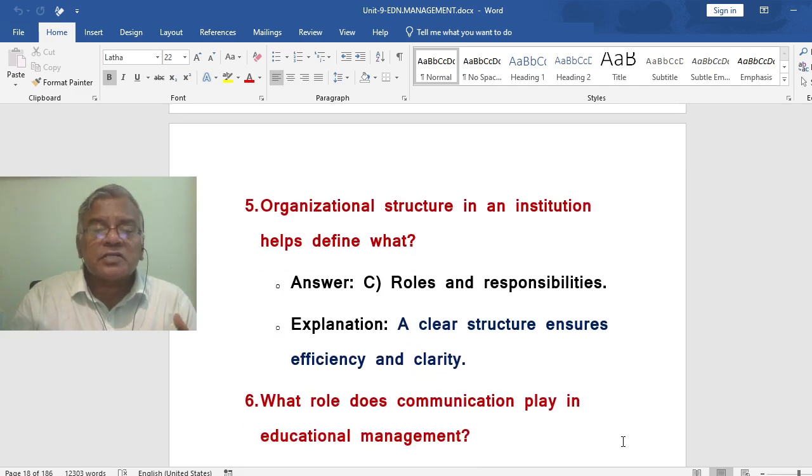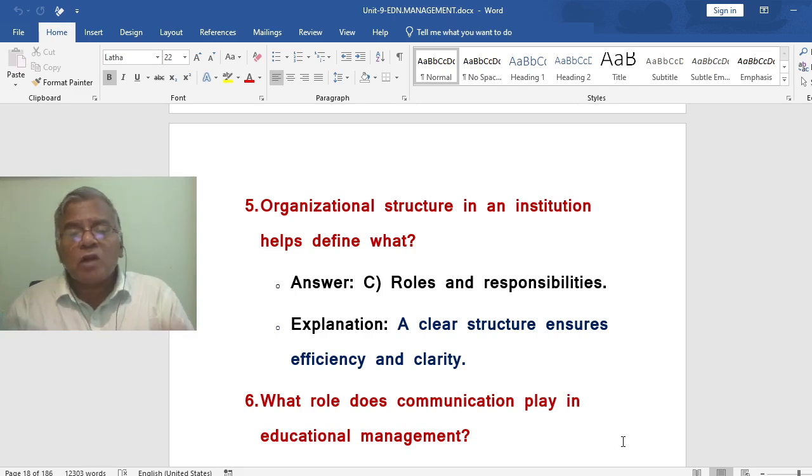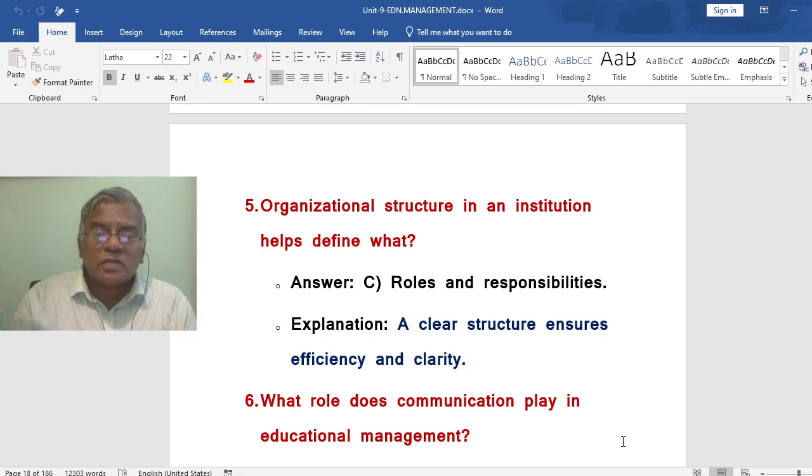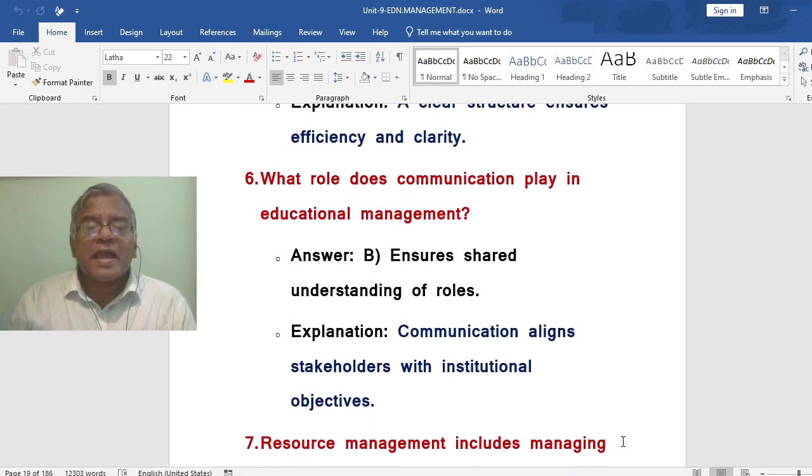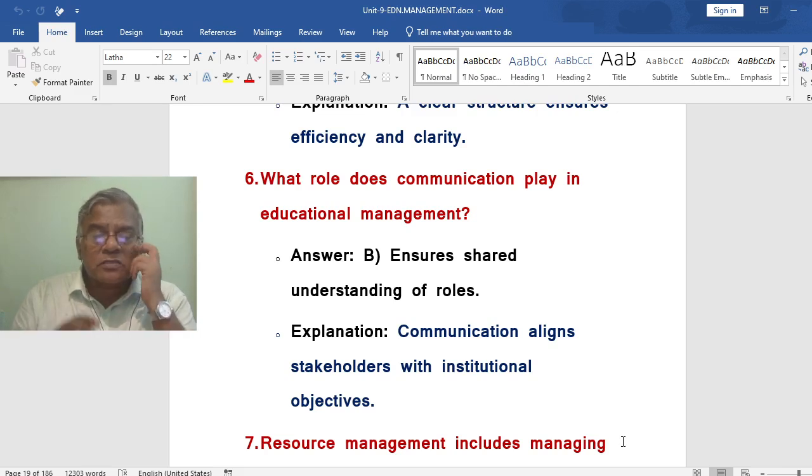Organizational structures in an institution help to define what? That is roles and responsibilities. Organizational structure in an institution defines roles and responsibilities. A clear structure ensures efficiency and clarity. What role does communication play in educational management? Communication plays a role in educational management to ensure shared understanding of roles. Communication aligns stakeholders with institutional objectives.